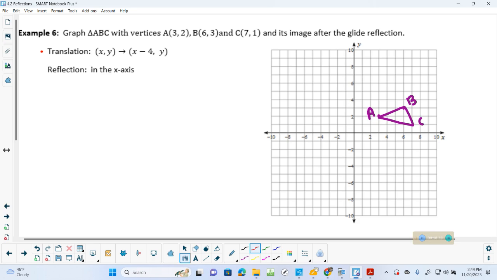X minus 4. So you're moving it 4 which way? 4 to the left. Are you moving it up or down at all? No, y is y, we don't add or subtract anything to it. So take your original triangle, 4 left. Here we go. A prime, make sure you label, of course. I'm going to do B, 4 to the left. And C, 4 to the left. Got it.